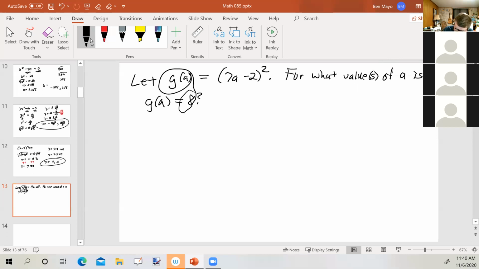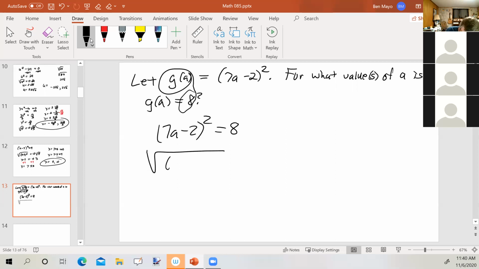Okay, so our equation will look like this. 7a minus 2, the quantity squared, equals 8. And I could have written 8 equals 7a minus 2 squared, but I just like to have my perfect square with a variable over on the left side. You don't have to do it that way.